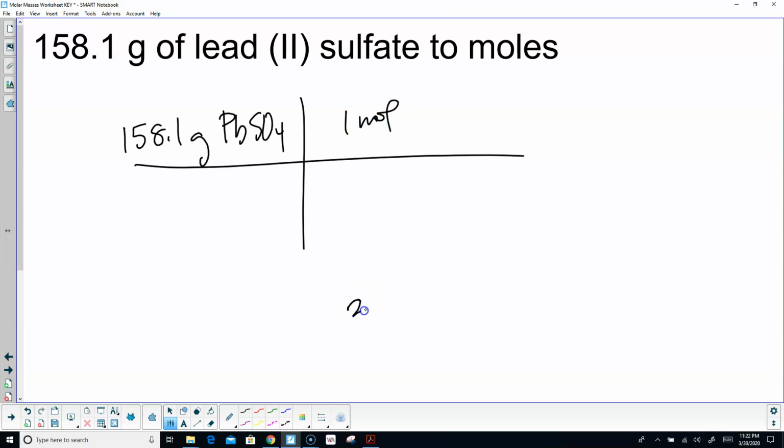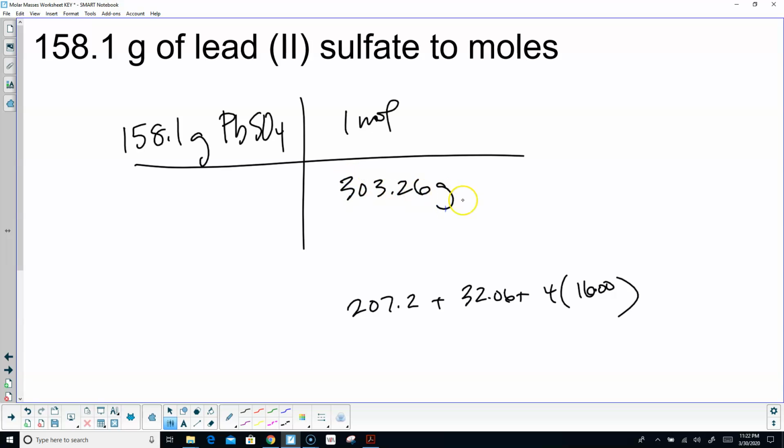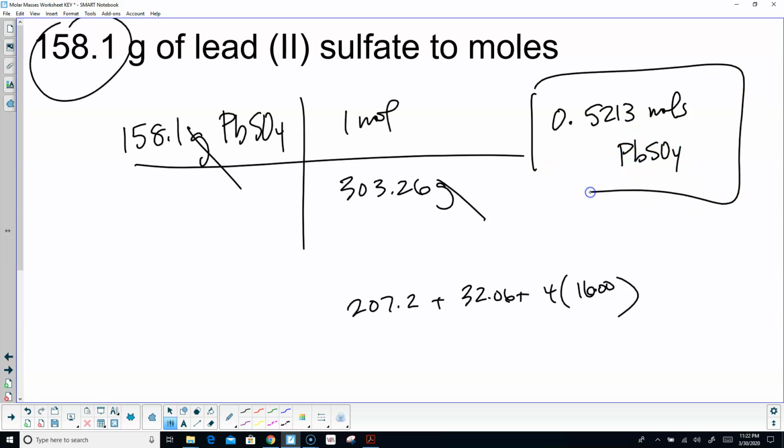And so if I add these together, I think lead's 207.2, sulfur's 32.06. There are 4 oxygens each at 16. So if you multiply and sum, I think that ends up being 303.26 grams. Grams cancel, so I'm going to take the 158 and I'm going to divide by 303.26. You're going to have 4 sig figs because of the 4 listed there, so it should be 0.5213 moles of lead 2 sulfate.